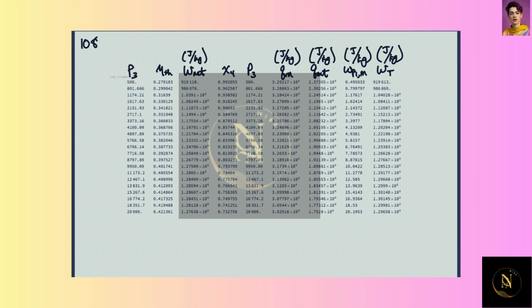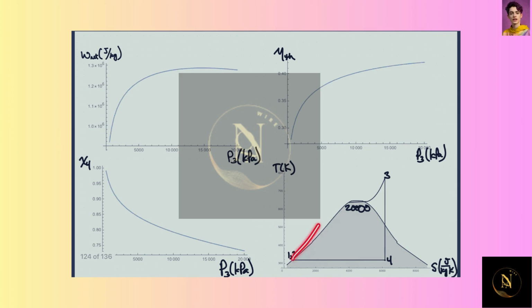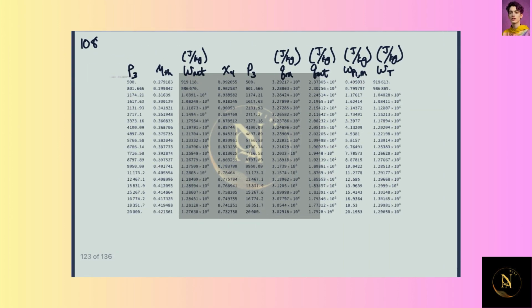But what we want to do in this problem 8 from 108 is look at the effect of the boiler pressure on different properties in an ideal Rankine cycle. Here's our cycle, and our boiler pressure is here. How does the efficiency and various things change as we change the boiler pressure?